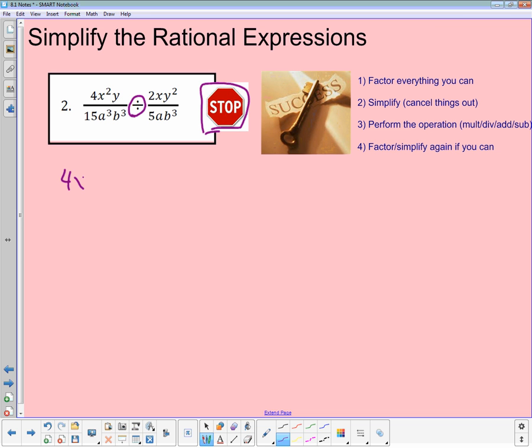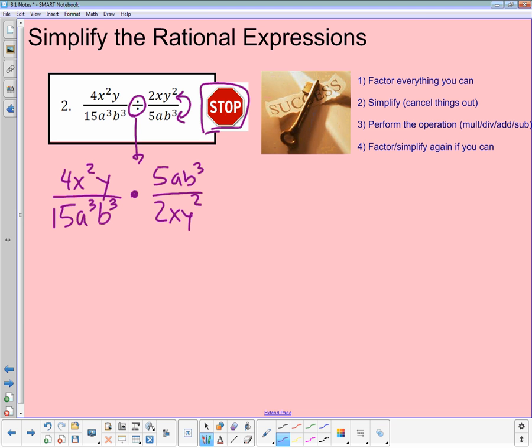So I have 4x squared times y, 15a to the third, b to the third. That stays the same. I don't touch it. That's just as it is. I'm going to change my division into multiplication, and then I'm going to take the reciprocal of the whole second fraction. So I have 5ab to the third on top now and 2xy to the second on the bottom. Now I'm back to my steps for multiplying.